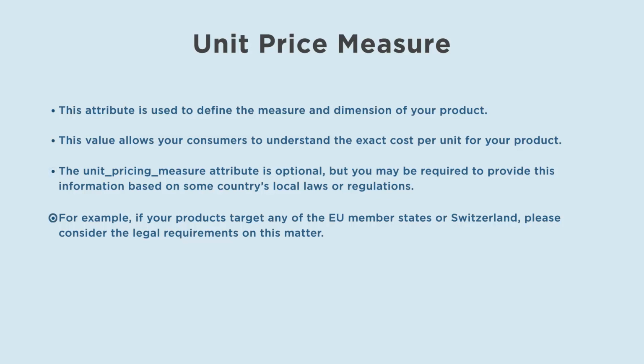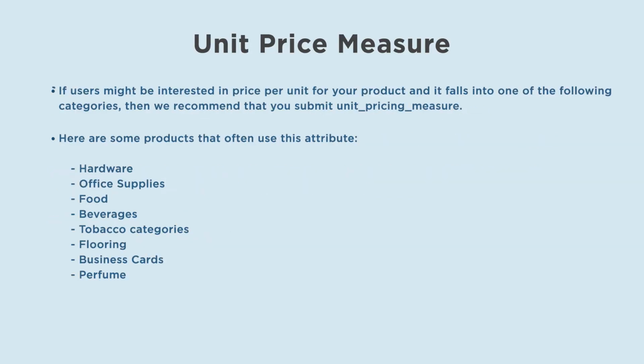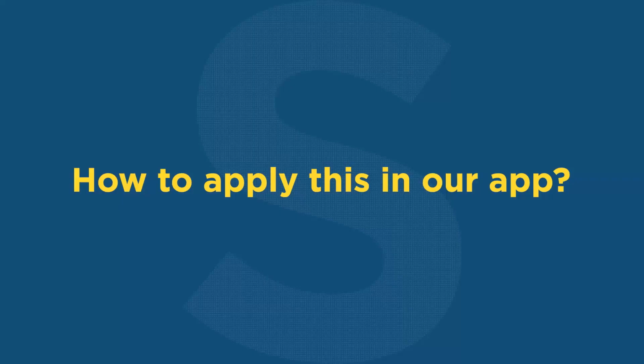For example, if your products target any of the EU member states, or Switzerland, please consider the legal requirements on this matter. If users might be interested in price per unit for your product and it falls into one of the following categories, then we recommend that you submit unit pricing measure. Here are some products that often use this attribute: hardware, office supplies, food, beverages, tobacco categories, flooring, business cards, and perfume. Let's check how to apply the same in our app.